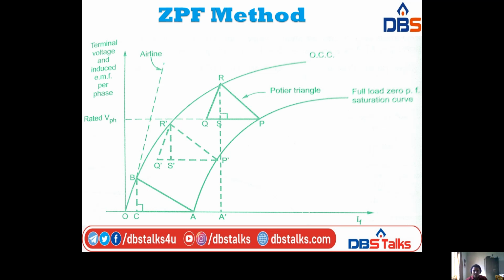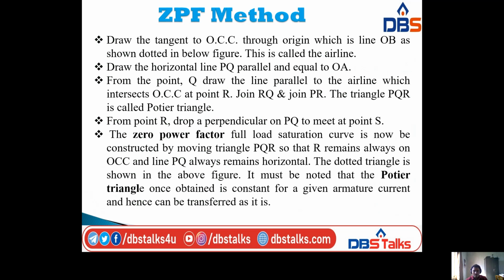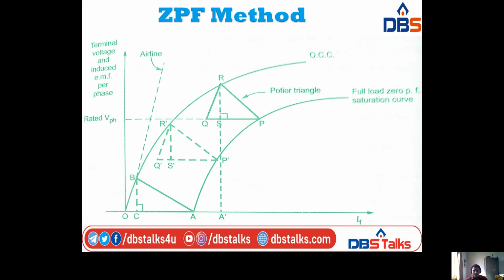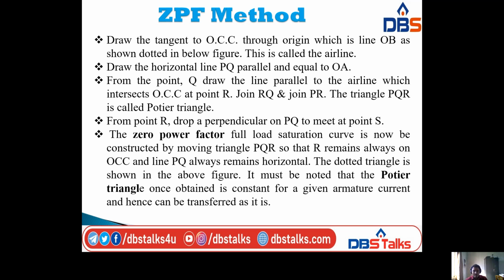This one is the OCC curve. The first curve is the OCC curve. So the Q point starts here and the line touches the OCC curve. This point is represented with R. After that we have to join RQ and PR. This gives the triangle PQR, which is called the Poisson triangle.